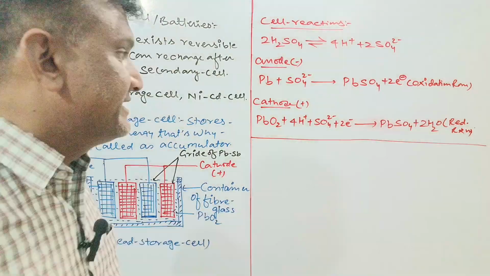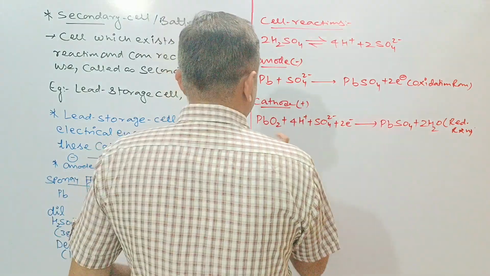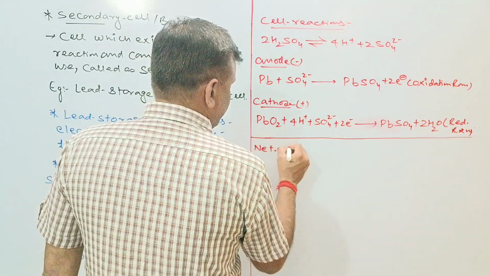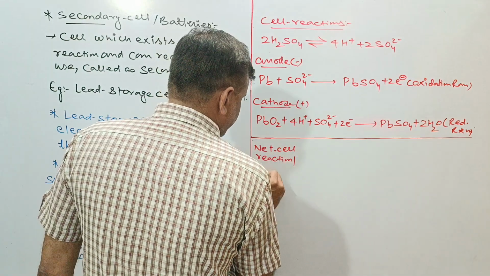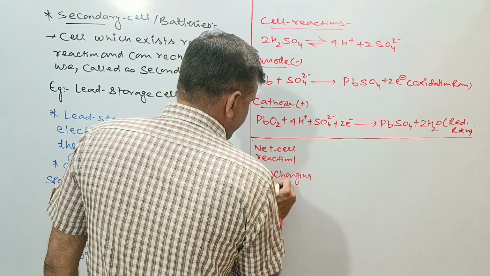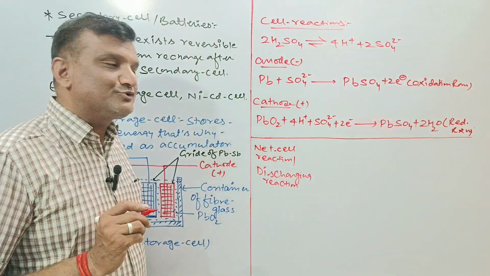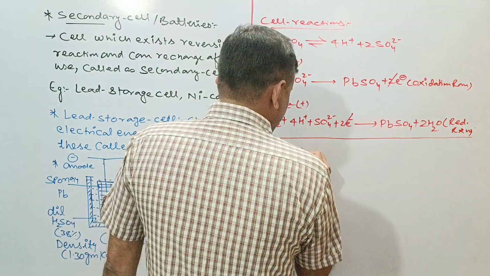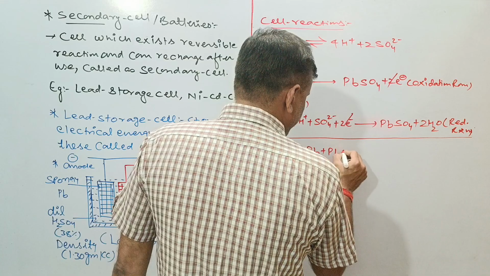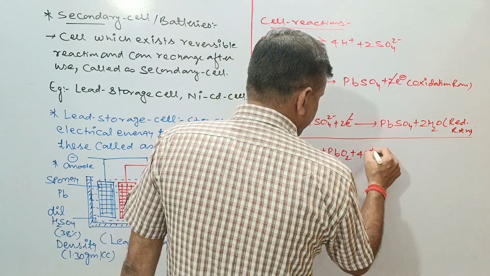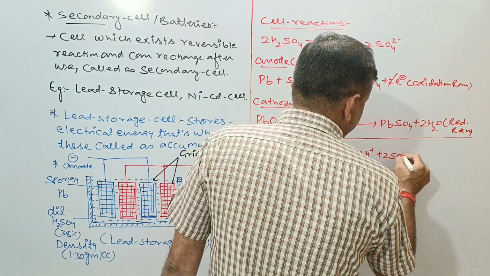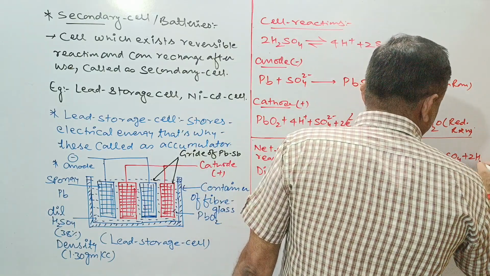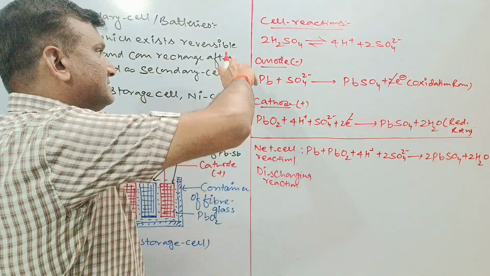So what is that? Listen to me carefully. This is the net cell reaction, or you can call it the discharging reaction, क्योंकि पर्टिकुलर एग्जाम में नेट सेल रिएक्शन ना देख करके डिस्चार्जिंग रिएक्शन पूछता है. So it's very simple. 2 electrons to 2 electrons remain cancelled. Rest here is the Pb. This is your PbO2. This is the 4 H plus. 1 SO4, 1 SO4, 2 SO4 2 minus, changes into 2 PbSO4 and 2 H2O. So this was the entire reaction as a discharging reaction, at anode and cathode.